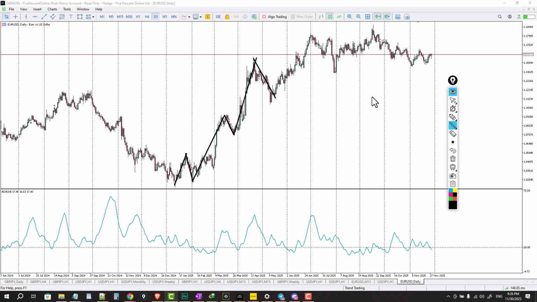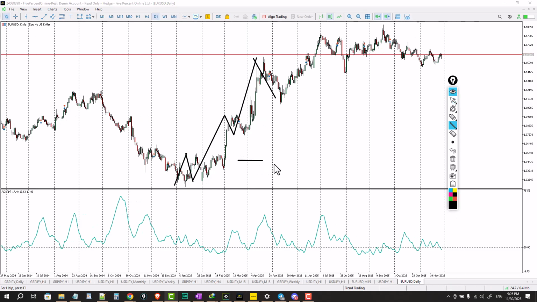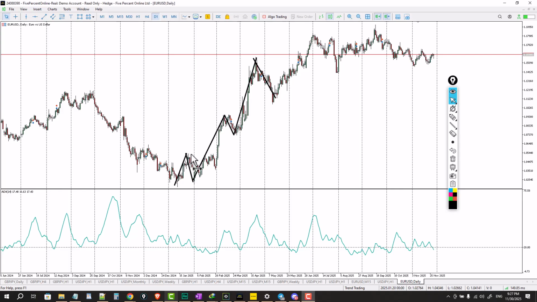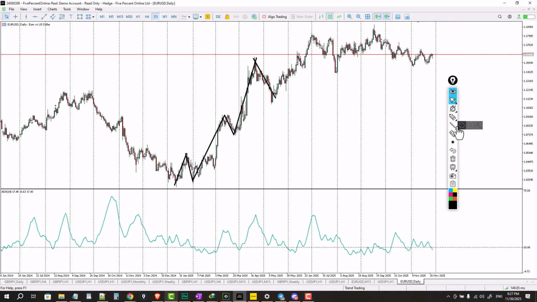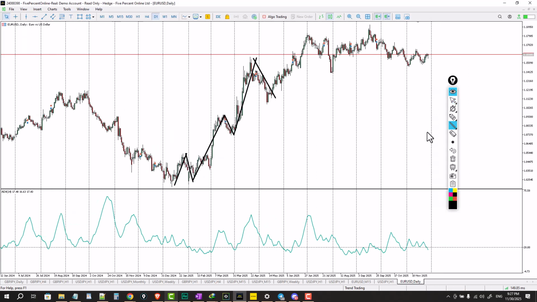So if you were using the ADX indicator to identify when a strong trend is present in the market, you would have been notified in and around this price area. Let me quickly pick this tool. When price broke above this resistance.